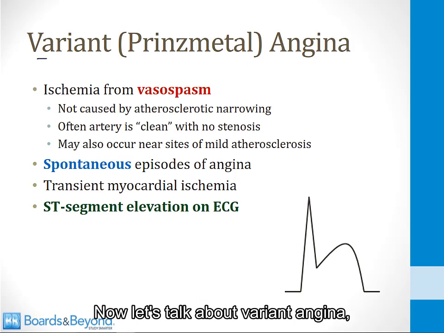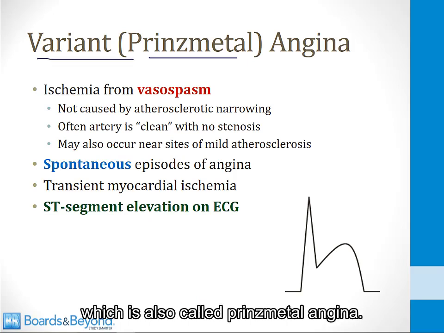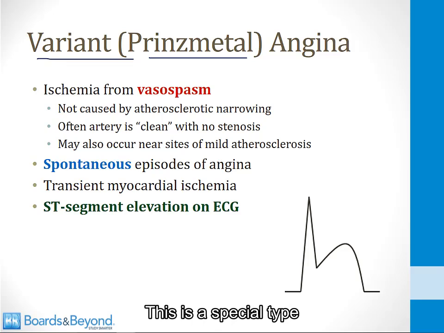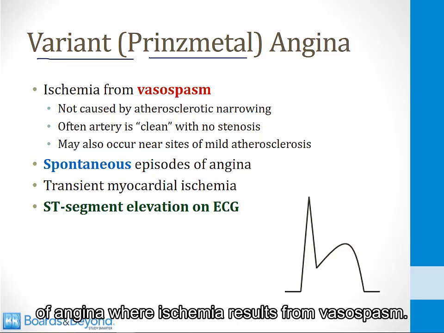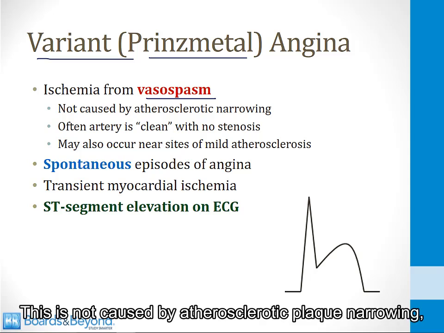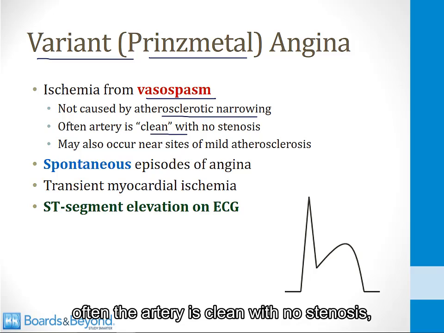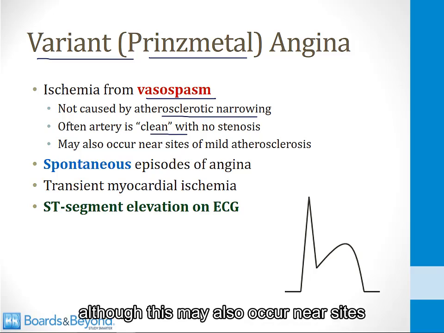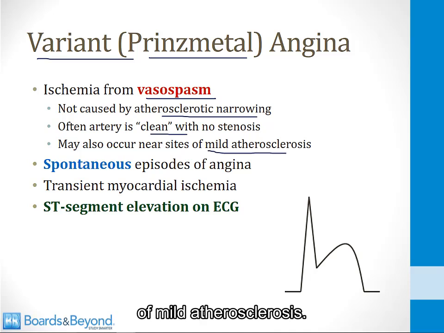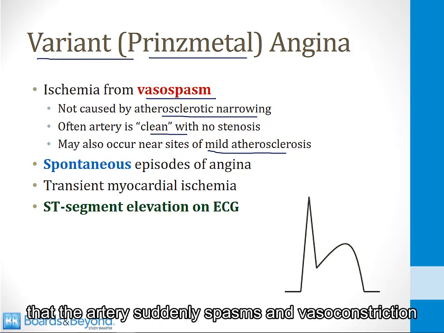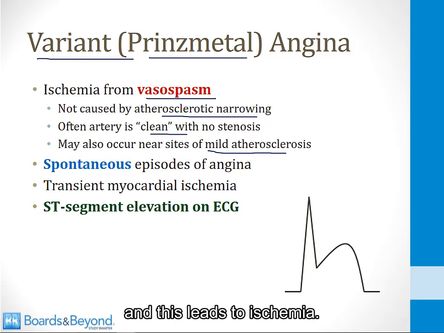Now let's talk about variant angina, which is also called Prinzmetal angina. This is a special type of angina where ischemia results from vasospasm. This is not caused by atherosclerotic plaque narrowing. Often the artery is clean with no stenosis, although this may also occur near sites of mild atherosclerosis. What happens in variant angina is that the artery suddenly spasms and vasoconstricts, and this leads to ischemia.